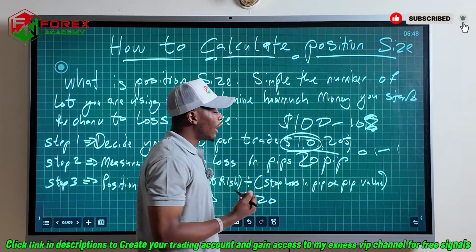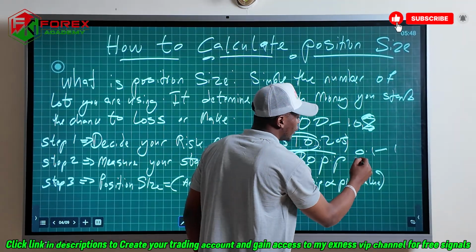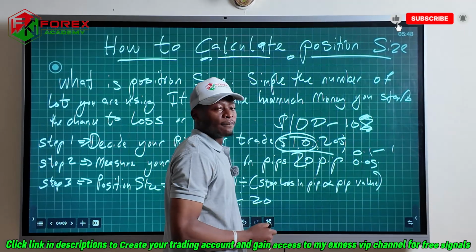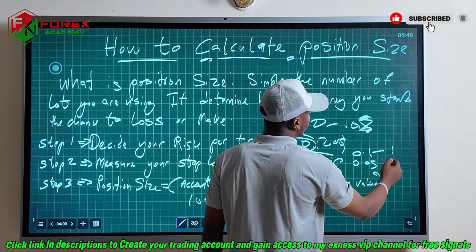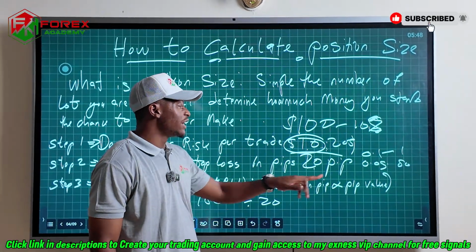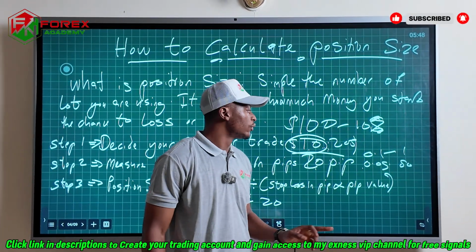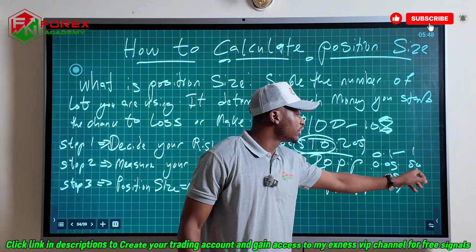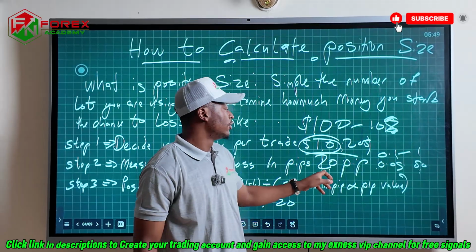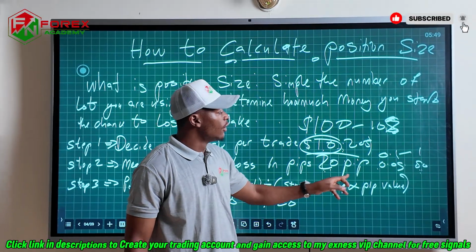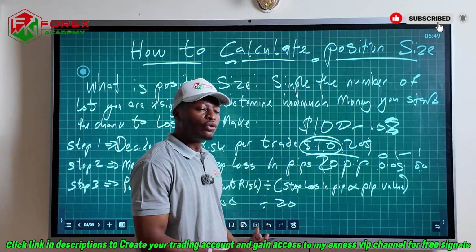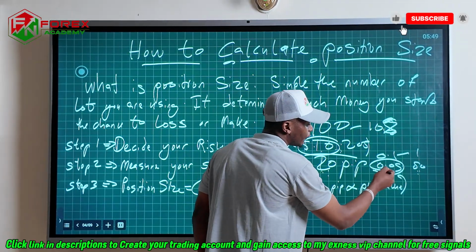So what will I do? I'll have to reduce my pip value and open a position of 0.05. On 0.05, 1 pip movement is 50 cents. So 50 cents times 20 will give me $10. At this point, the lot size I'm going to be using is 0.05.